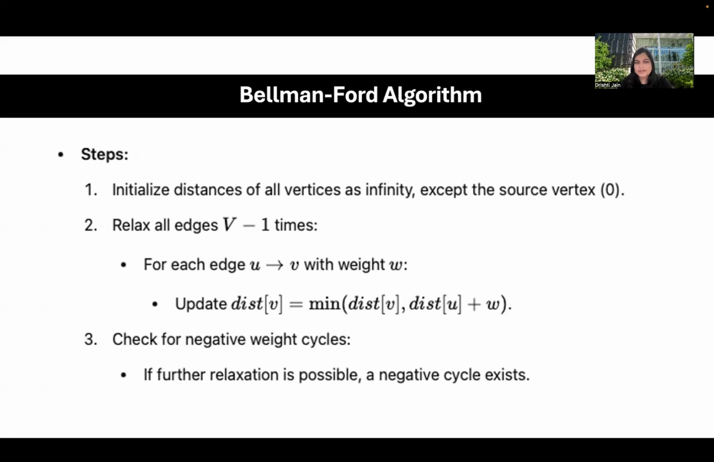Relax all the edges V minus 1 times. For each edge u to v with weight w, update the distance as the minimum between the distance of v and the distance of u plus w. Check for negative weight cycles. If further relaxation is possible, a negative cycle does exist.